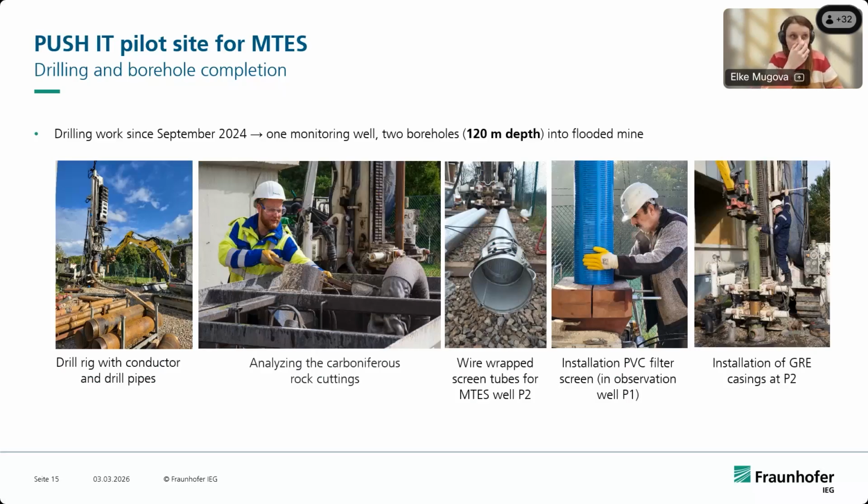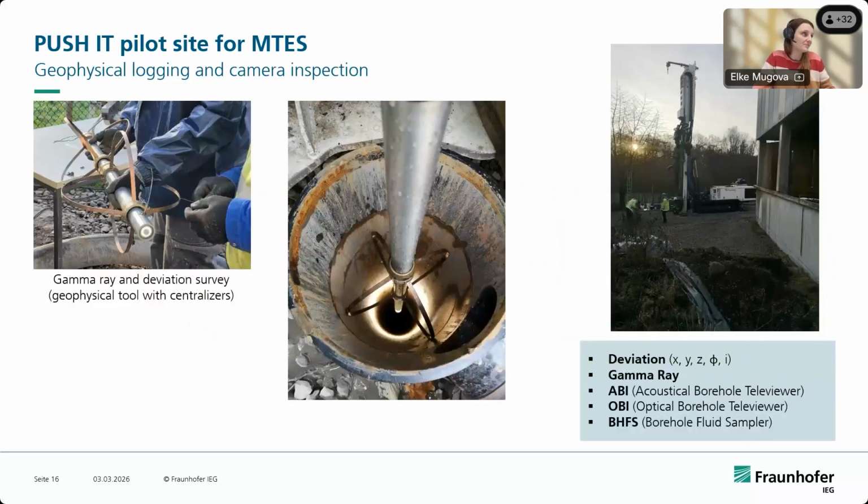We can talk about this later, but in this case, we decided on GRE casing, so basically plastic, to have less corrosion effects that could occur with a steel pipe, because we also didn't know about the mine water quality. You only know once you've drilled inside the mine. It could be really highly mineralized mine water, it could be acidic mine water, or the mine water could have groundwater quality. So you don't really know before you drill. So in this research project, we had the opportunity to test out the GRE casing.